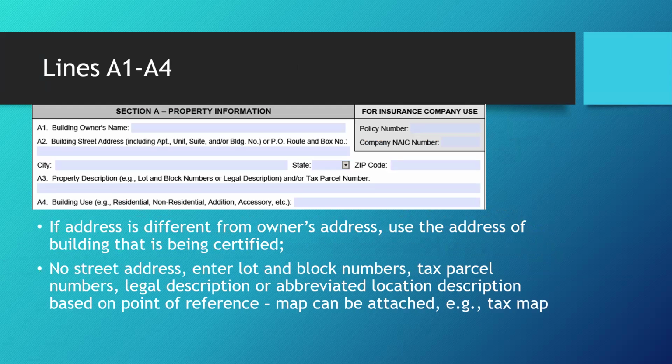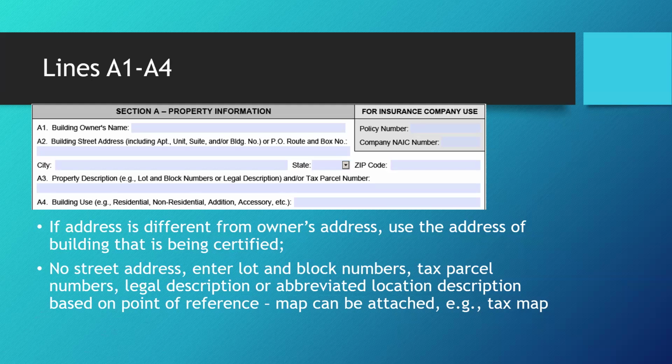So the first part of Section A is just very straightforward. It's lines A1 through 4, just property information. So you have the building owner's name, and then the street address. If the address is different from the owner's personal address, then use the address of the building that is being certified. So the elevation certificate is for that structure, not for the person. So city, state, zip code, pretty straightforward.